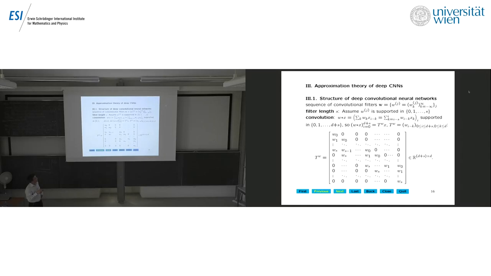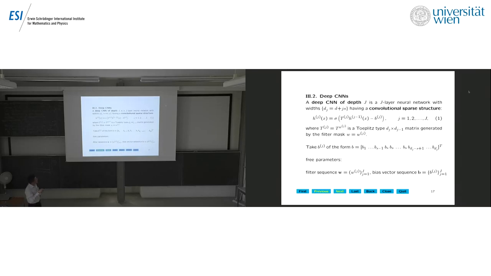But essentially you can see that in the classical fully connected neural networks, all these entries are free parameters. So the number of free parameters will be (d plus s) times d, but here we only use s plus one parameters, w0, w1, until ws, and the structure is very strong. Because of this, you can see that the number of free parameters has been reduced greatly.